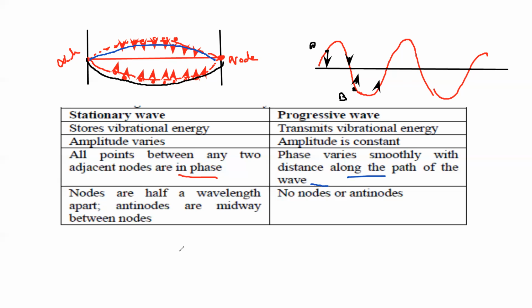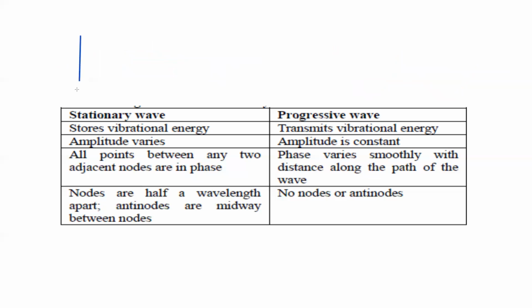Is it clear? Then the distance between the two successive nodes is lambda by 2 for a standing wave. Like when we have a standing wave, so this is a standing wave and this one is a progressive wave.